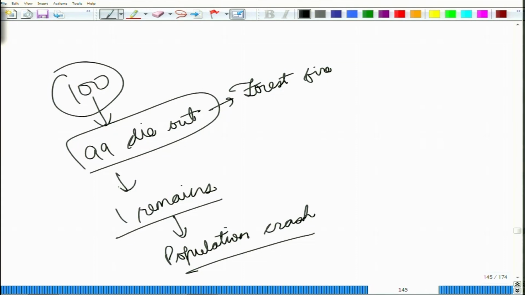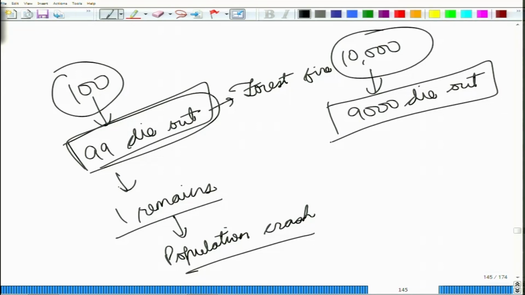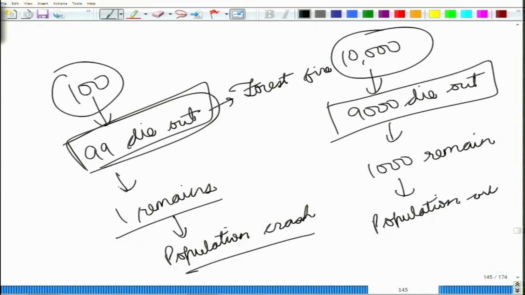Now, in place of 100 individuals, let us start with 10,000 individuals. Because of this forest fire, which was an environmental stochasticity, there is a massive number of deaths and as many as 9,000 individuals die out. Here we only had 99 individuals dying out, here you have 9,000 dying out, but still you will have 1,000 that remain in the population, and so the population will persist.